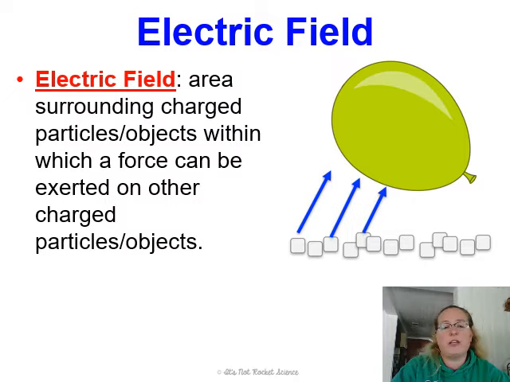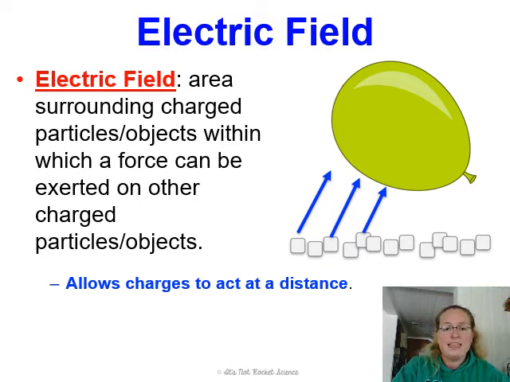Electric field. The electric field is the area surrounding charged particles or objects within which a force can be exerted on other charged particles or objects. This allows charges to act at a distance. In this example, the balloon is carrying a charge. Let's say we rubbed the balloon on our pant leg or with a cloth, it's going to develop a charge.